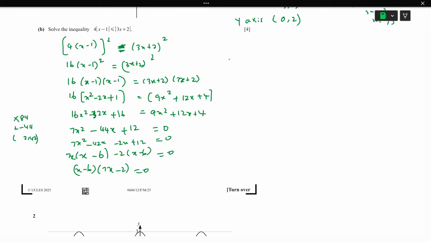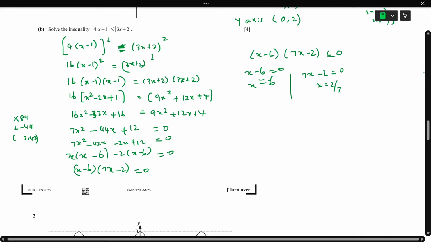So now the inequality. The final answer is going to be x minus 6 and 7x minus 2 less than or equal to 0. So first I'll check x minus 6 equal to 0, so x equal to 6, the first part. Second one, 7x minus 2 equal to 0, x equal to 2 by 7. Okay, so 2 by 7 is approximately 0.3.